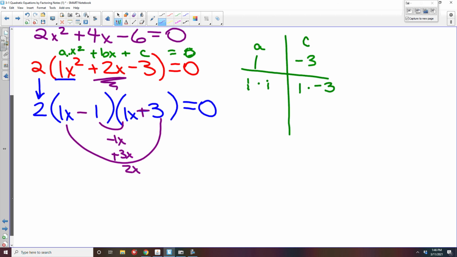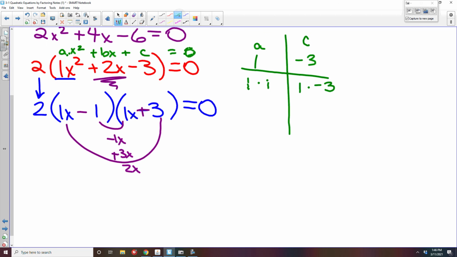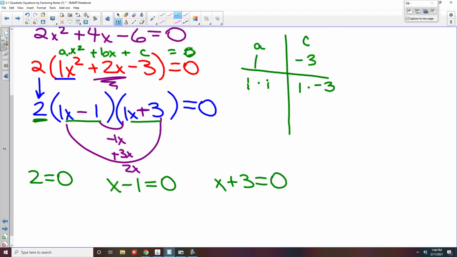This is where we hit our new stuff now. I'm going to take each and every part that's being multiplied and set it equal to 0. So here's my tricky question. What's the first part being multiplied? The 2, you got it, because the 2's there in front, so I have to say 2 equals 0. Then my 1x minus 1 equals 0. And then my 1x plus 3 equals 0. And then we just solve each equation.